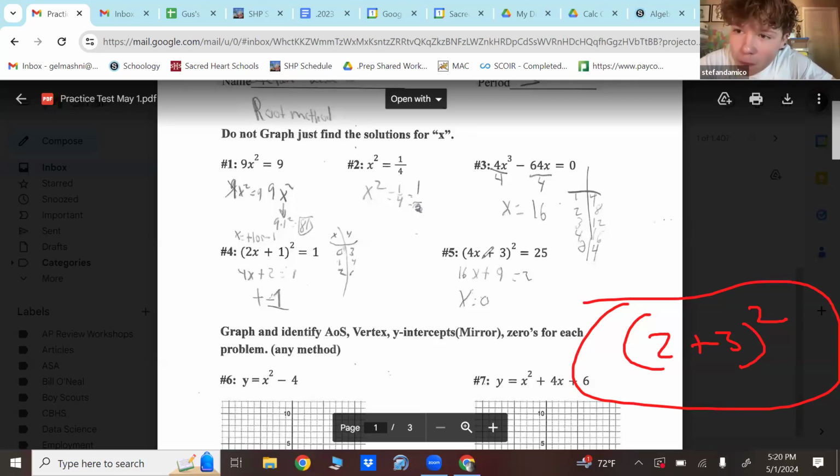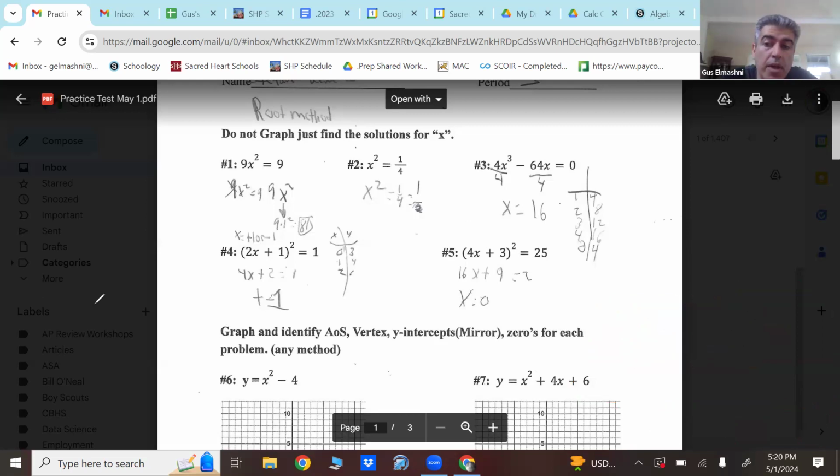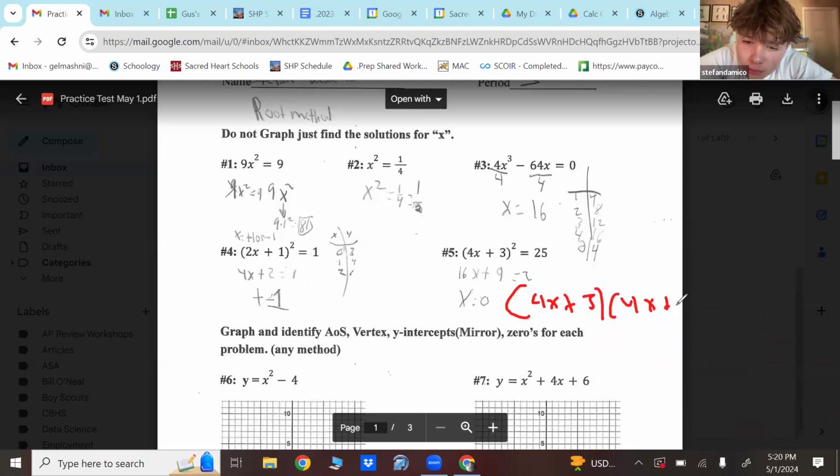But what you did was you squared the 4x and 3 separately. You cannot do that. See, like here, 2 squared plus 3 squared is 4 plus 9, 13. That's not what we want, right? So what we're gonna do is 4x plus 3 times 4x plus 3, because that is what it is, and then do a process called FOIL: first, outside, inside, last.